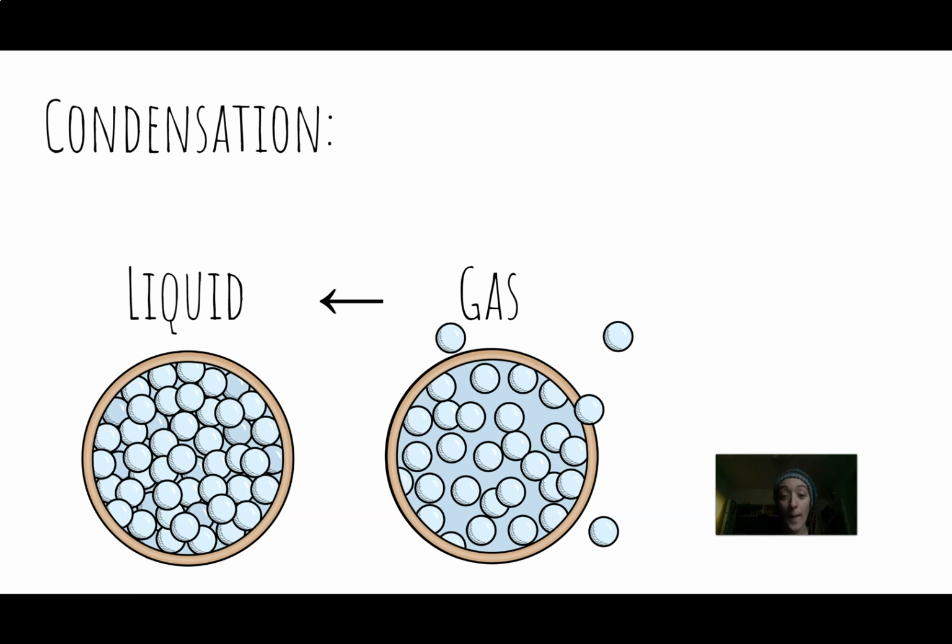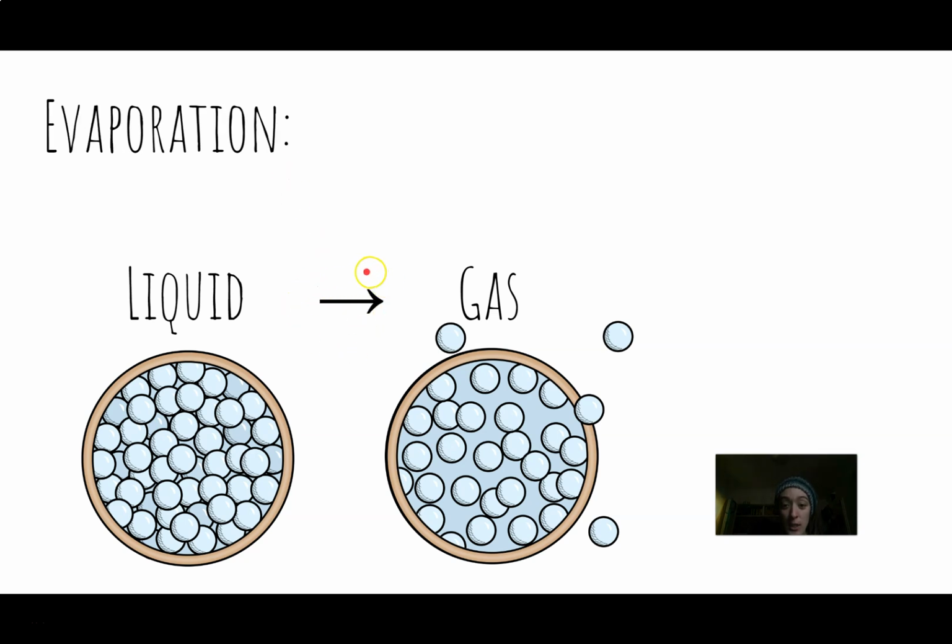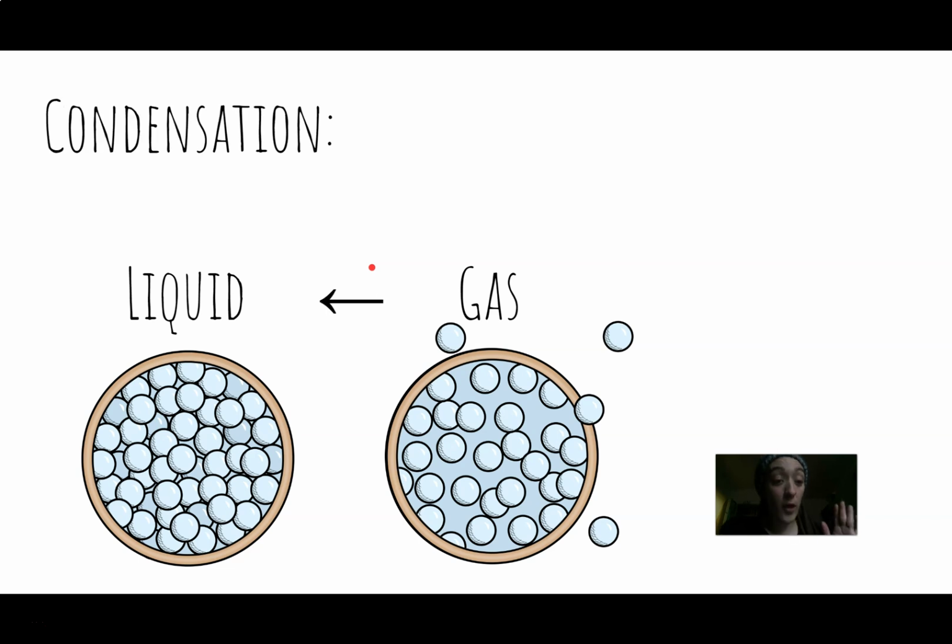Okay, and then you have the opposite. Notice the arrow changing from one direction to the other. So condensation is just the reverse. It's just the opposite of evaporation. Condensation is when that water vapor gets cool enough, right? This gas starts cooling down, which means the molecules are moving slower and they're coming closer back together.